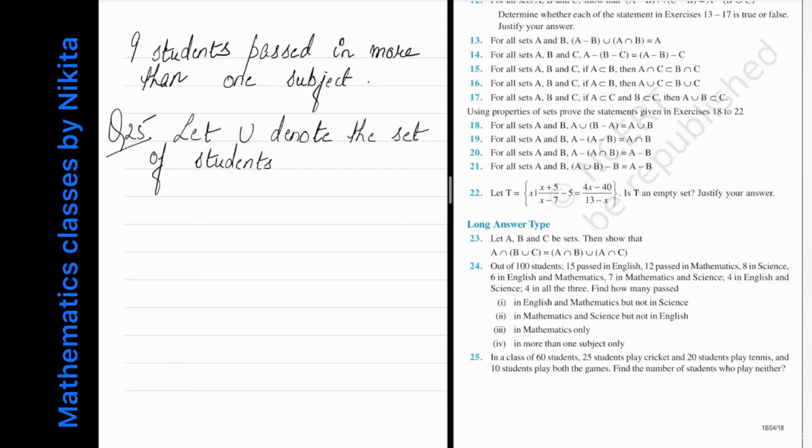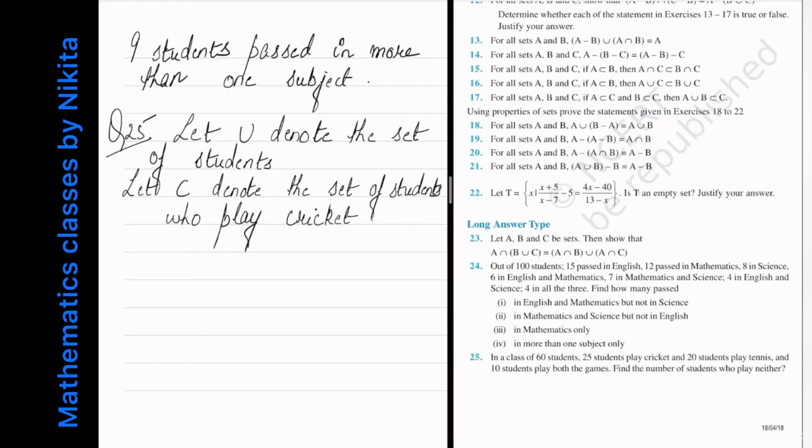Now here we are talking about two games, cricket and tennis. So let capital C denote the set of students who play cricket and let T denote the set of students who play tennis.